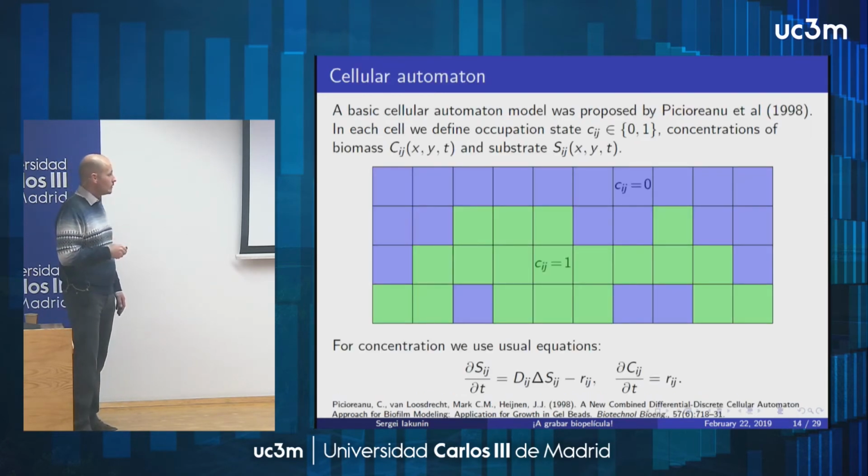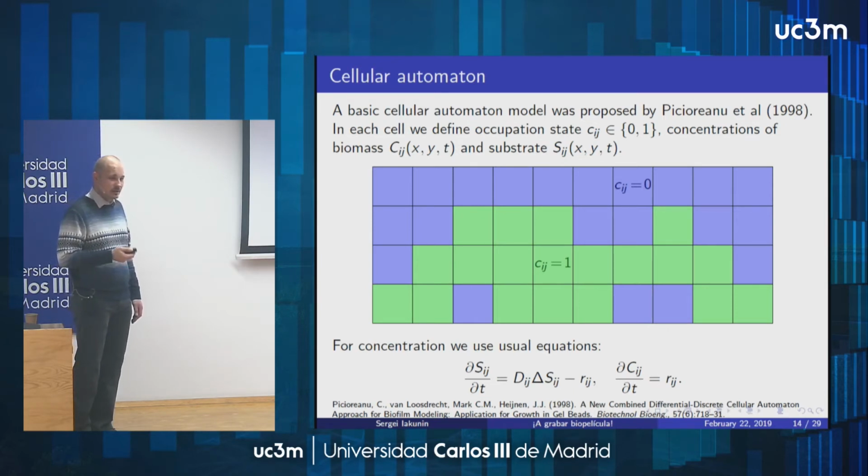Another possible way to do two-dimensional, multi-dimensional simulation is to use a discrete model. One is the cellular automaton proposed by P.C. Renau. In this case, we divide our whole domain into square cells. In each cell, we solve the diffusion equation for the substratum and an equation for the concentration of biomass. We also set an occupation state, small c, which is 1 for zones occupied by bacteria and 0 for zones outside the biofilm.